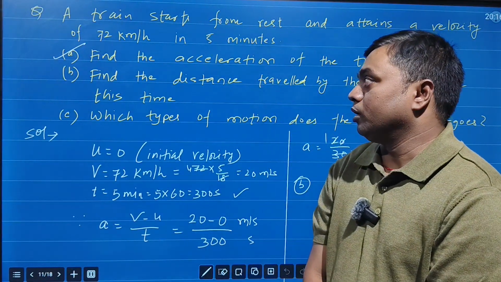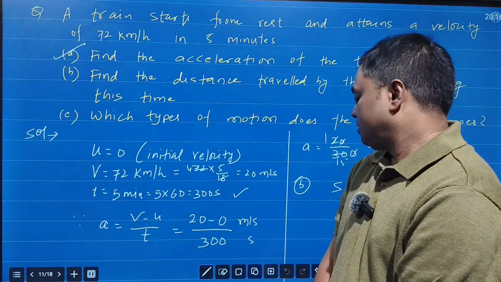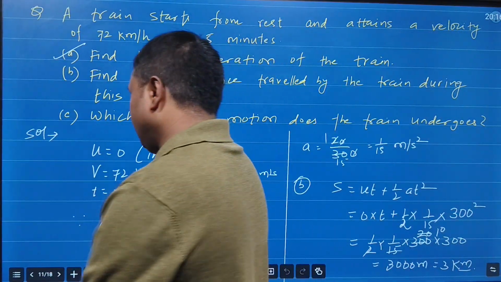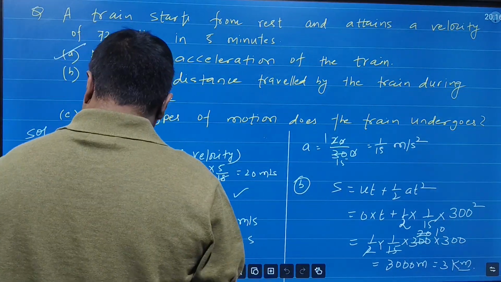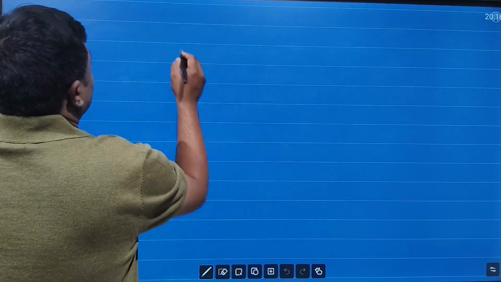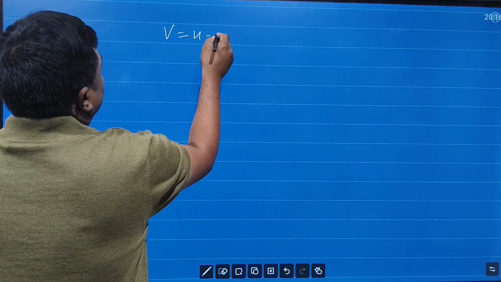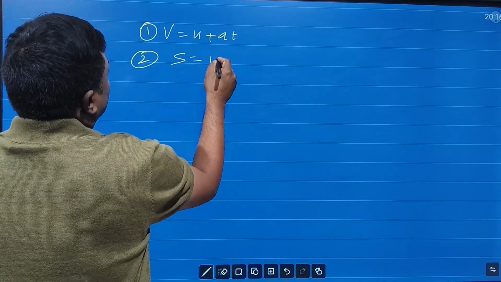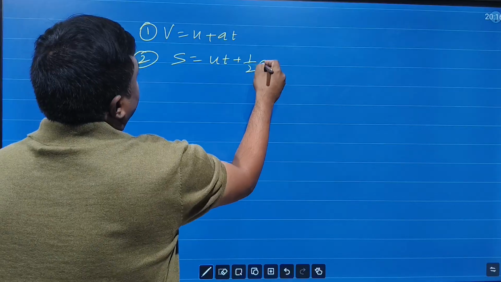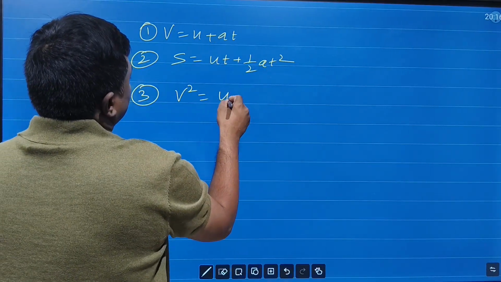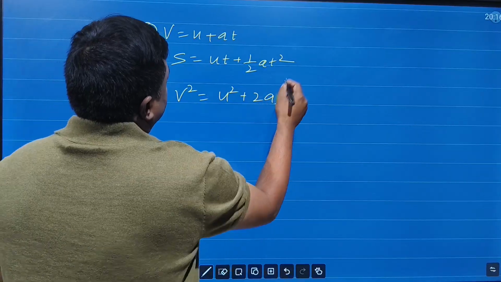Let's talk about this problem. Before solving this problem, you should know the 3 equations of motion. The first equation is v = u + at. The second equation of motion is s = ut + half at square. The third equation of motion is v square = u square + 2as.